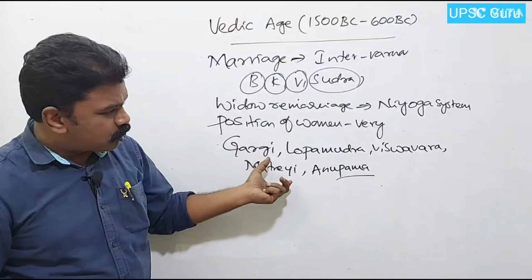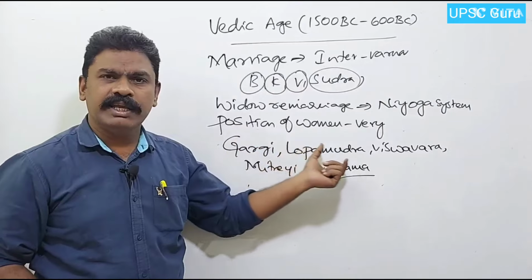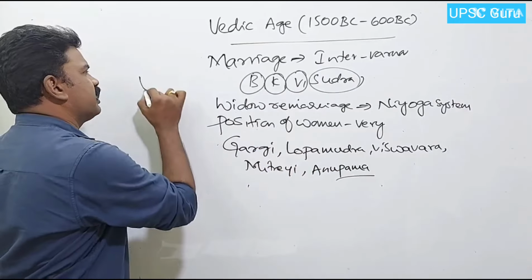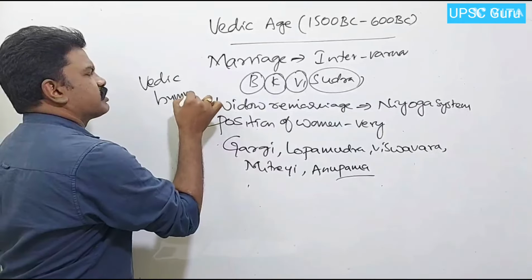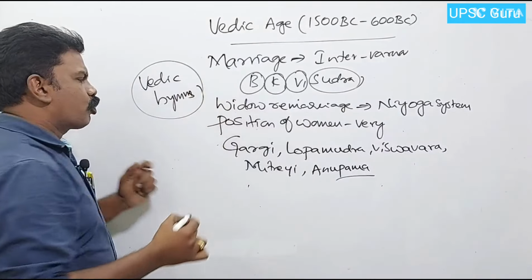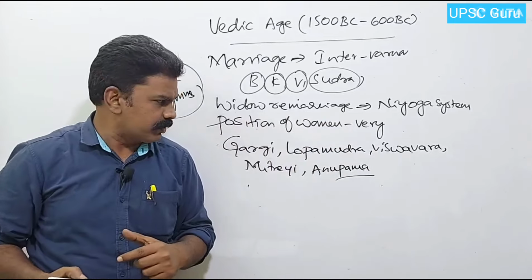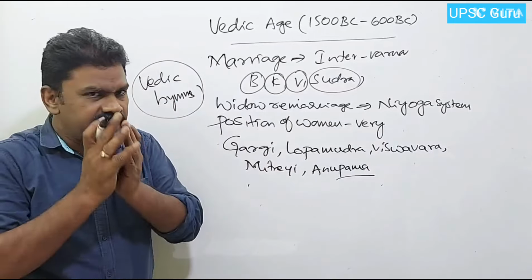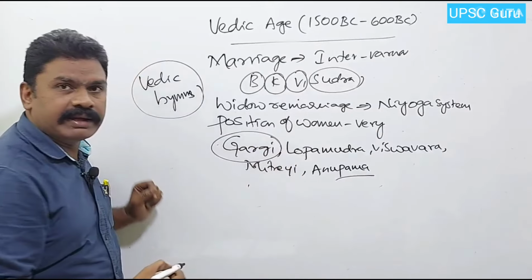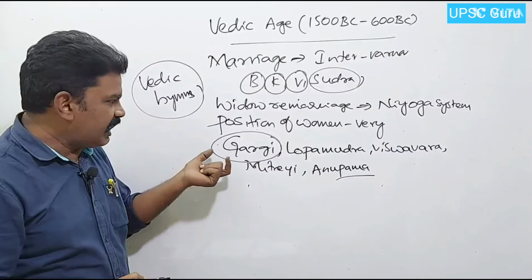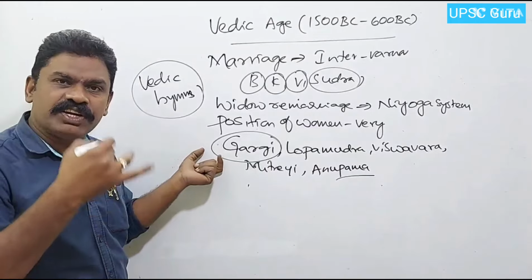They learnt Vedic hymns, and also they composed Vedic hymns. They wrote commentaries on the Vedas. For example, Gargi did not get married, and finally she attained the status of Rishi.